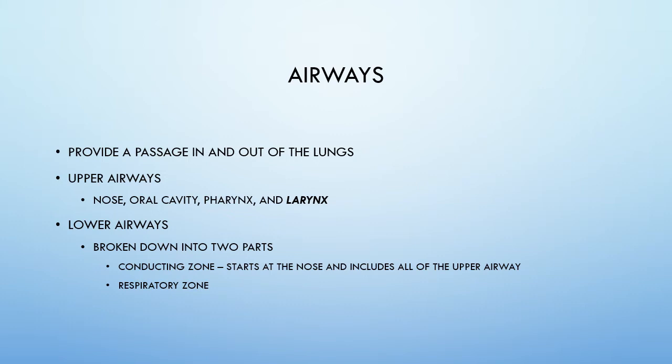The lower airways are actually broken down into 2 parts, and we're going to talk about those 2 parts separately. We're going to talk first about the conducting zone in part 2, and then in part 3 we're going to talk about the respiratory zone. Now, all of the upper airway is considered part of the conducting zone.